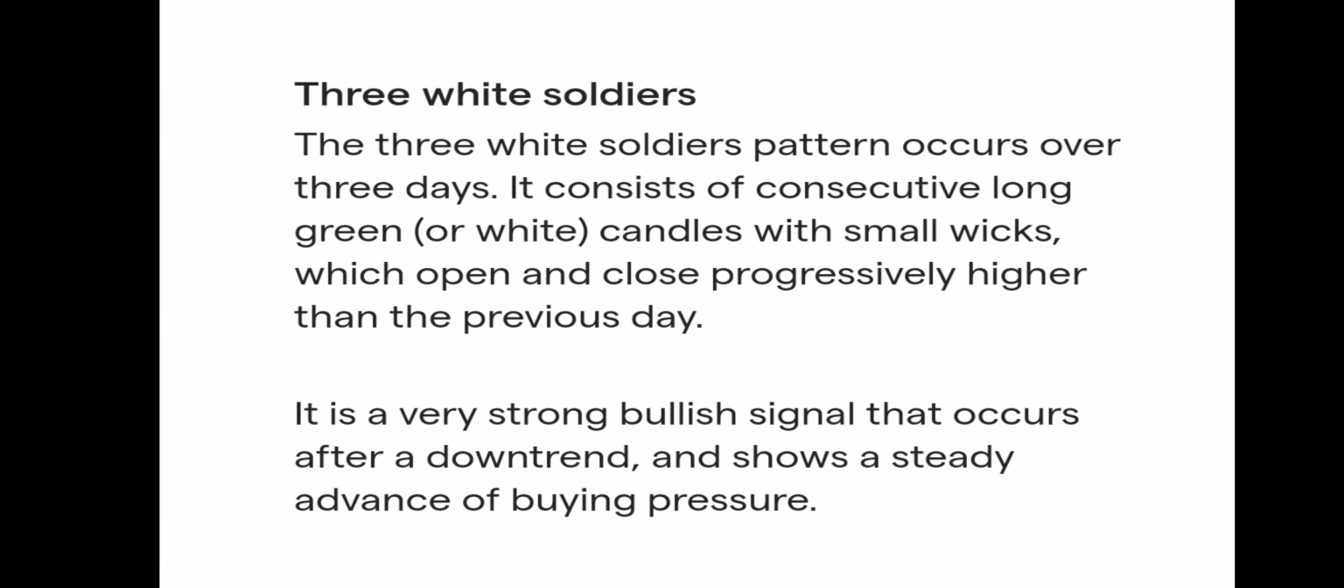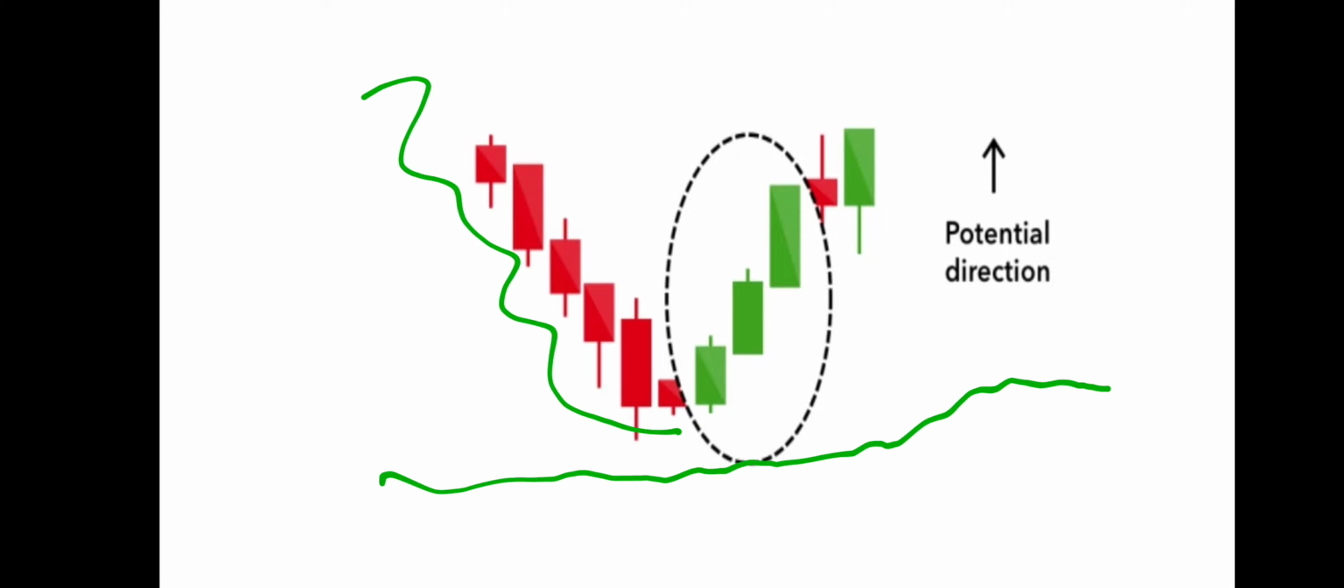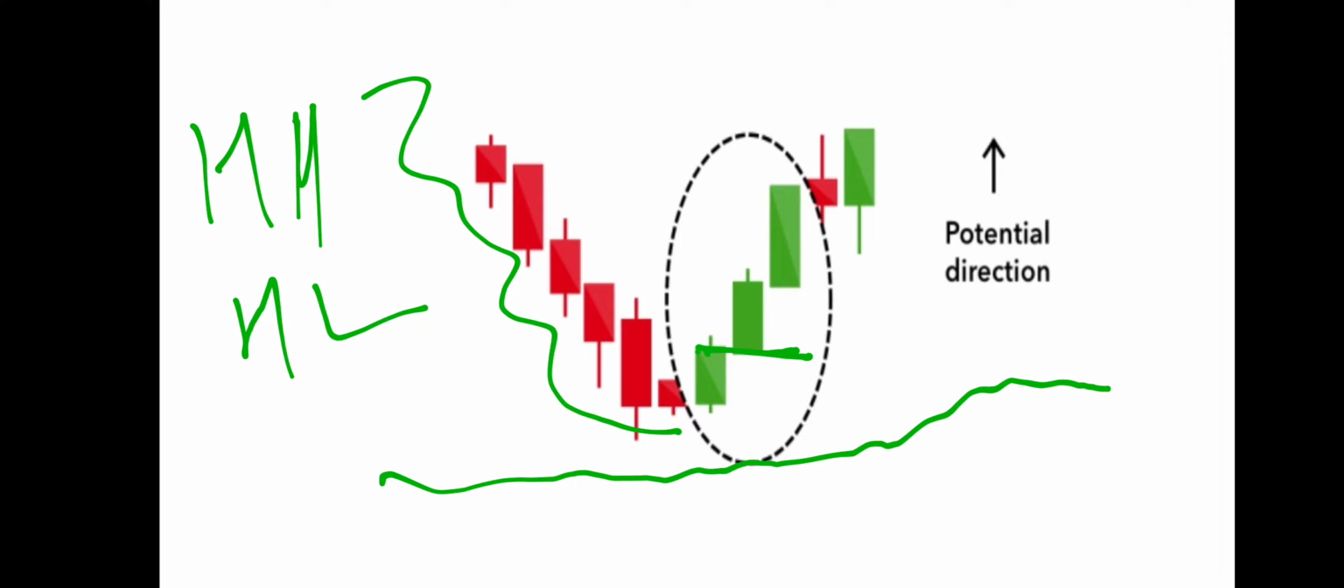Next, three white soldiers. Three white soldiers also occur after a downtrend or maybe near the support area. And what is this? It makes a higher high, higher low, higher high and higher low. This is a higher high. This is the high of the first candle, high of the second candle, high of the third candle. This means higher highs and higher lows. This is the low of the first candle, low of the second candle, low of the third. Higher high and higher low.